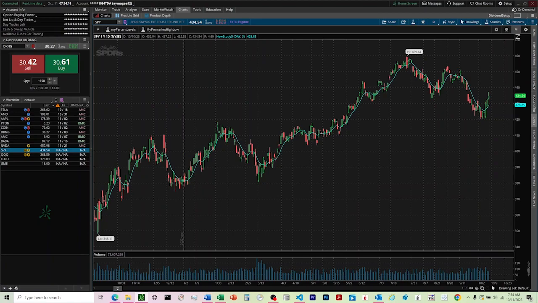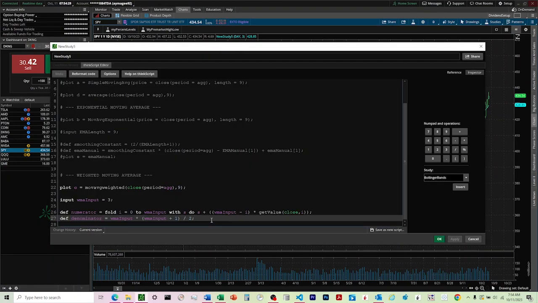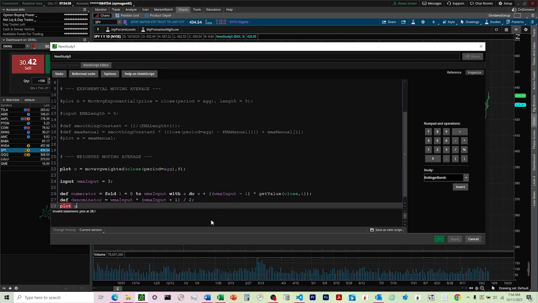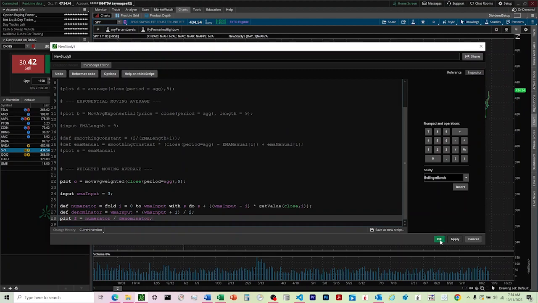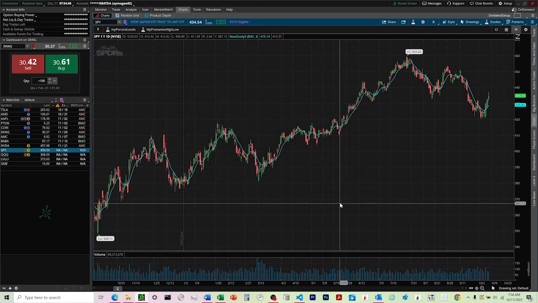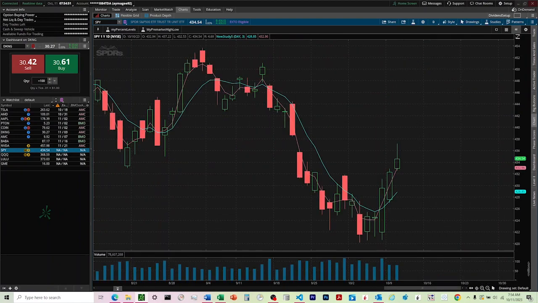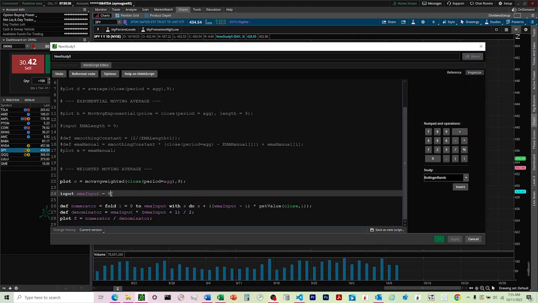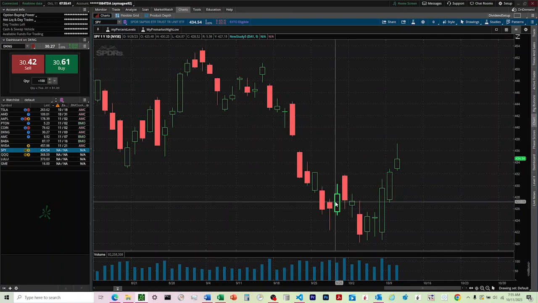One thing I forgot to do here is, after we finished with this calculation, we need to plot it. I'll say plot f equals numerator divided by denominator. All right, now that should plot. So we'll apply that. So we saw those lines are different. What did I do wrong here? I used 3 instead of 9, so we're going to do 9 here. Apply that.